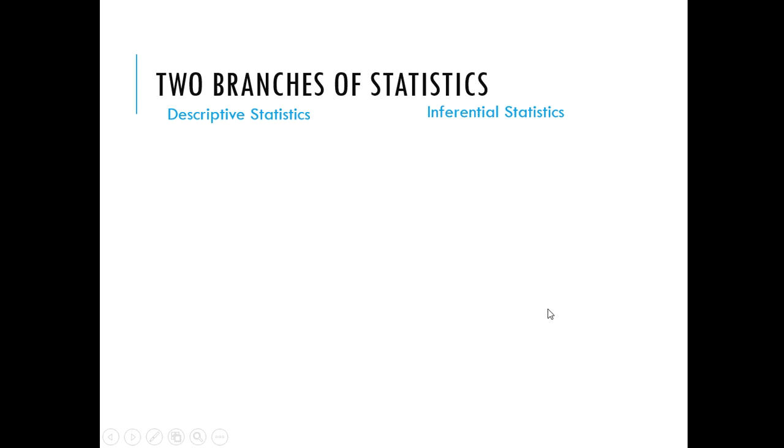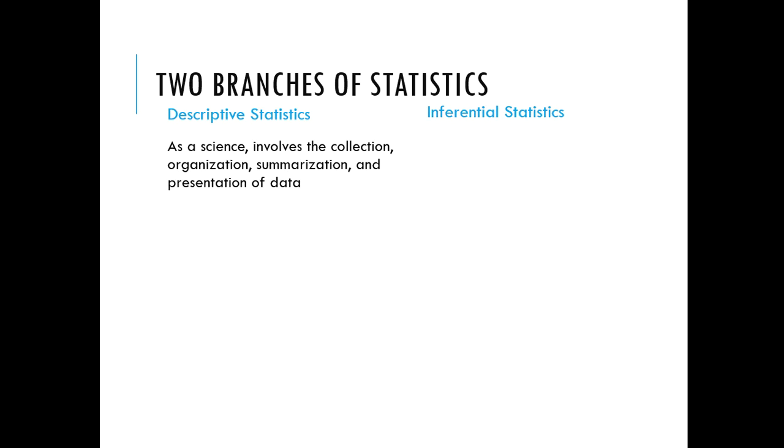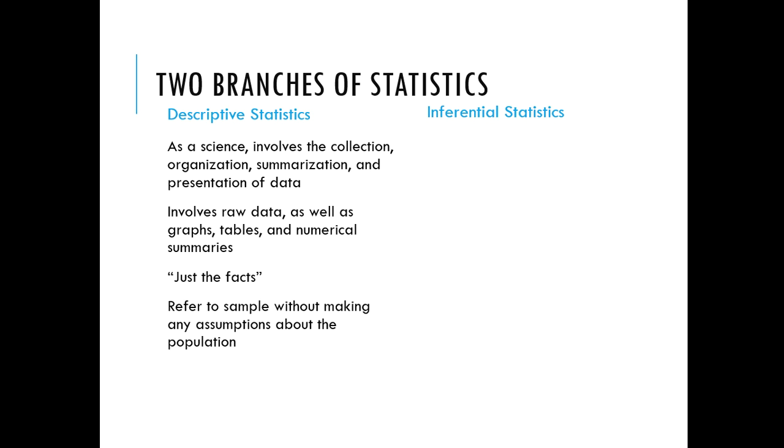So there's one more thing that we're going to talk about in this chapter. It's two branches of statistics, descriptive and inferential statistics. Descriptive, as a science, is collecting, organizing, summarizing, and presenting the data. You can kind of think of it as just the facts. You could have data in tables, graphs, or numeric summaries. So you refer to the sample without making any assumptions about the population. What you see is what you get.